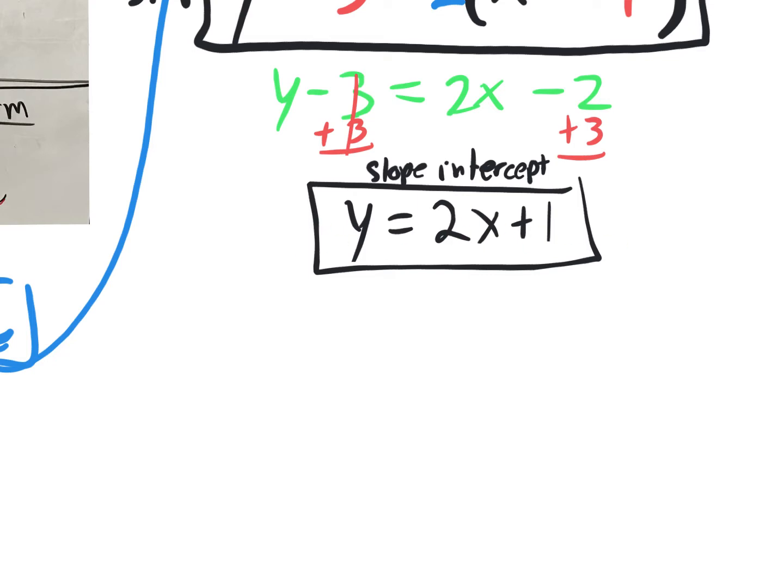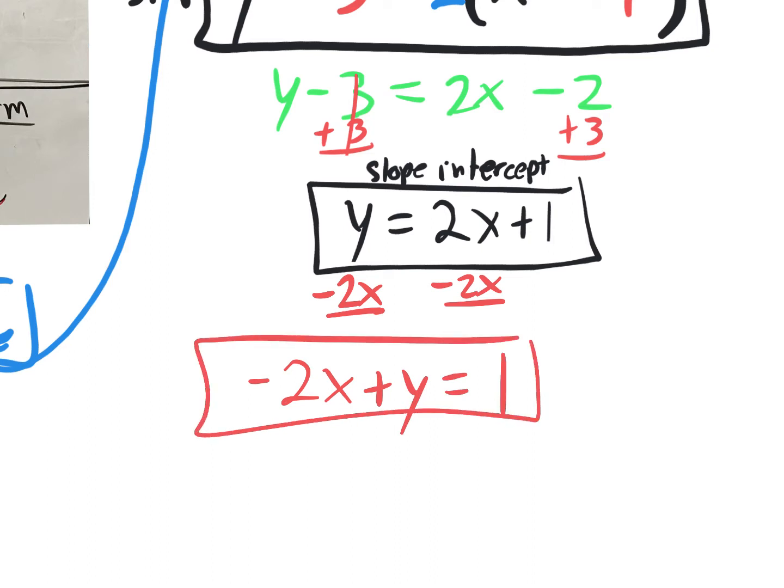But in this case, all you got to do is move that 2x over to the left side by getting rid of it, by subtracting 2x. What you do to one side, do to the other side, subtract 2x. And you're not really even subtracting, you just rewrite it. So what is that? That is a -2x with a positive y equaling a positive 1. And this is standard form.